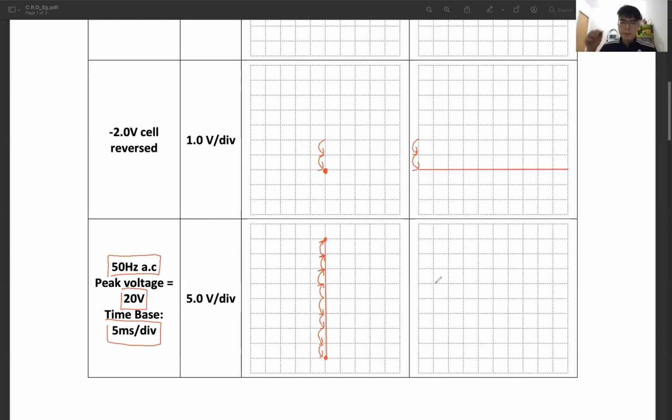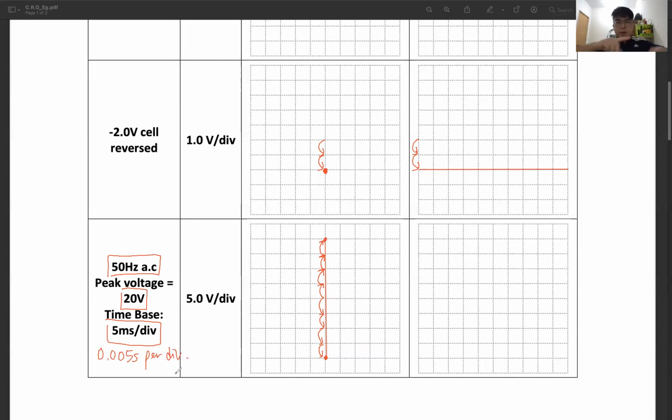Okay, how about if I switch on the time base? Now, this is a little bit tricky. When I switch on the time base, what is the scale of the time base? 5 millisecond per division, meaning that 0.005 seconds per division.